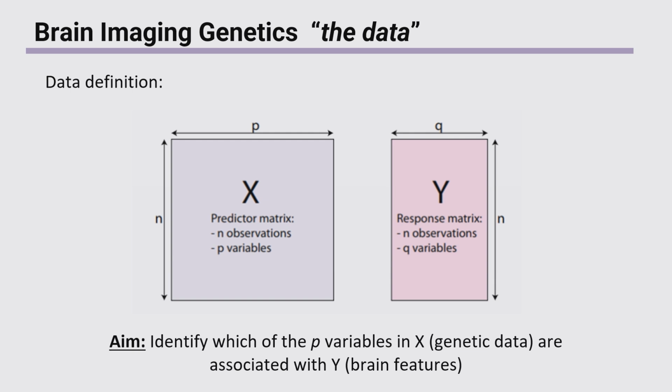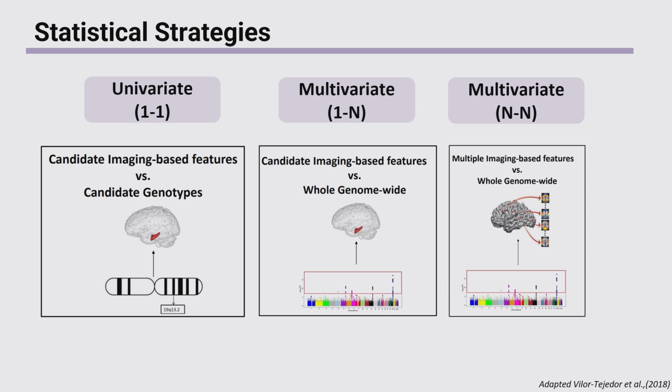Then we have a response matrix, which is our brain features, and the units depend on the MRI or neuroimaging modality. So the idea is to see if we find genetic variants, the X matrix components, associated with these Y matrix components. To do that, we can follow different strategies.